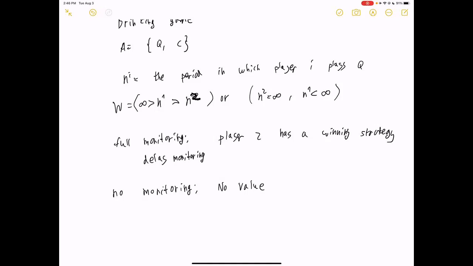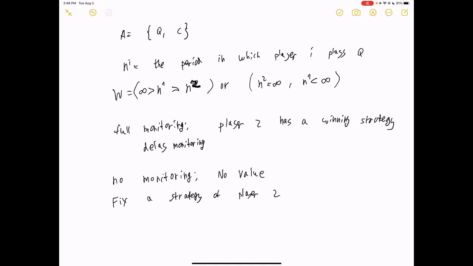Value, we think about value as if player one already knows the strategy of player two. So if we fix the strategy of player two, player two doesn't observe anything. It doesn't observe the action of player one. So a strategy of player two is just the period in which player two plans to quit, if he plans to quit at all. So let's denote by F_K the probability that two quits before period K. This is F_K.